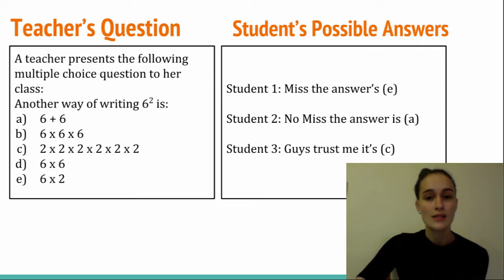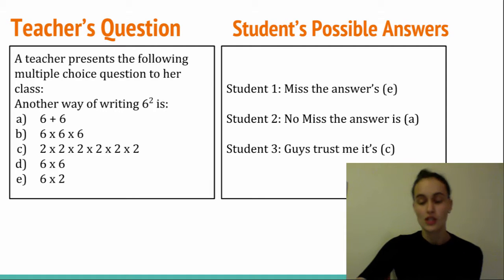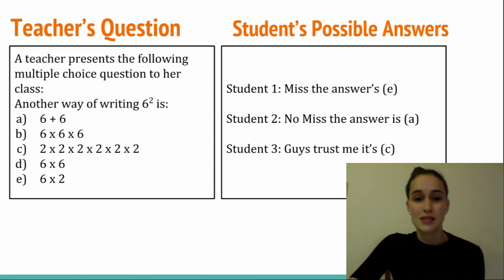Another way of writing 6 squared is, and we have 5 options, A, B, C, D or E. Now, students could have a number of different answers to this question depending on their prior knowledge and their understanding of the concept of index notation. The teacher in this situation has cleverly used a multiple choice question to determine the students' misconceptions.